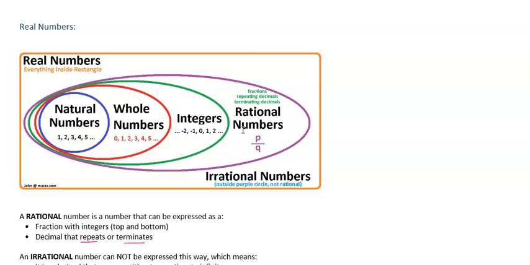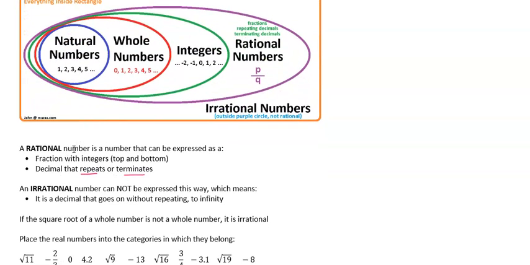The rational numbers are fractions that can be expressed with an integer on the top and an integer on the bottom. And when you put them in your calculator, you end up getting a repeating decimal or a terminating decimal. And the irrational numbers are everything else. So I've got that summarized right down here. A rational number can be expressed as a fraction with integers on the top and bottom, or it can be expressed as a decimal that's going to repeat or it's going to terminate. If it goes on forever and ever without repeating all the way to infinity, it is irrational.